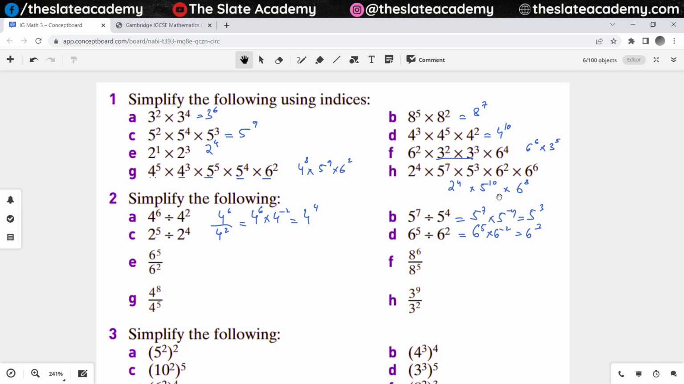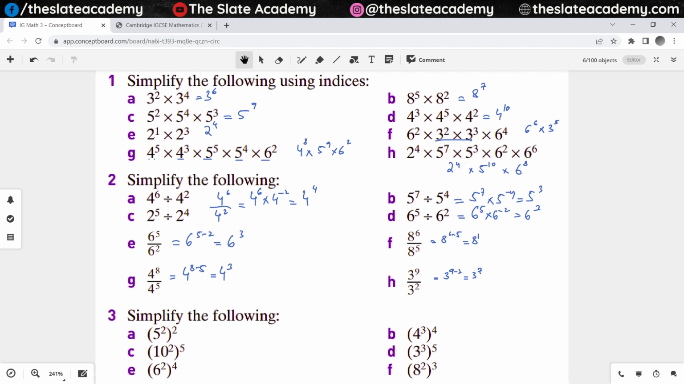Now they're written in fraction form. So again, 6 to the power 5 minus 2. This would be 6 to the power 3. This will be equal to 4 to the power 8 minus 5. Again, 4 to the power 3. This would be 8 to the power 6 minus 5, which is equal to 8 to the power 1. And this is equal to 3 to the power 9 minus 2. This will be equal to 3 to the power 7. Any questions in question number 2?